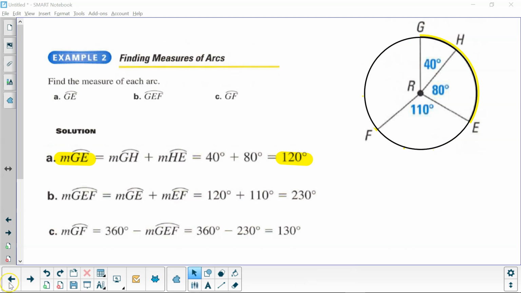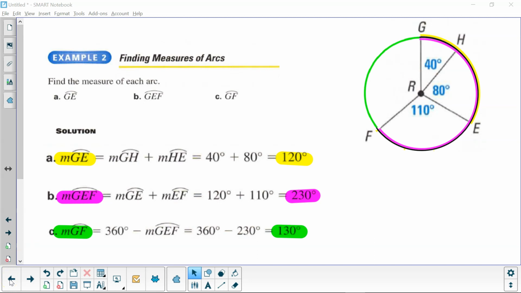Let me color code those for you and give you some time to look it over. Pause the video and study this, and if you have questions, please let me know.